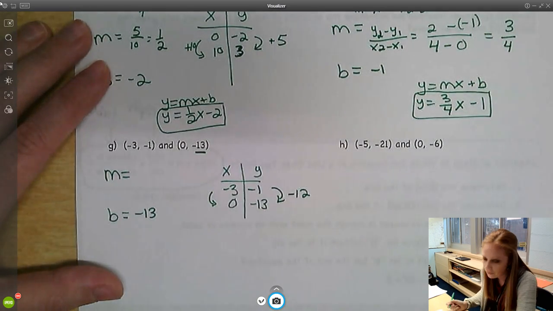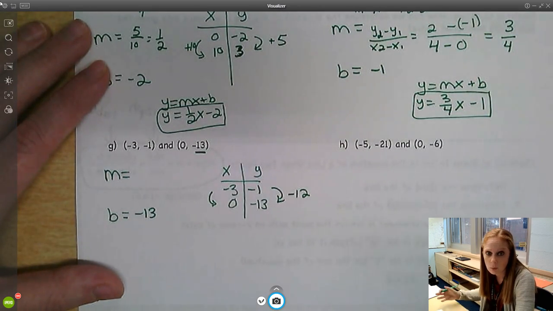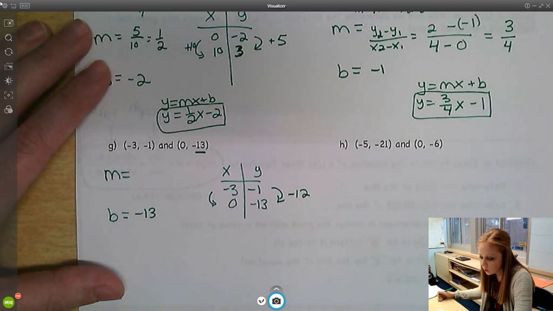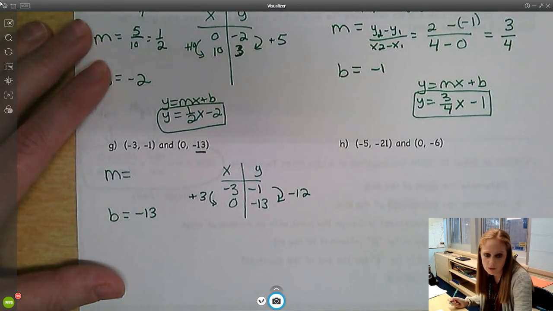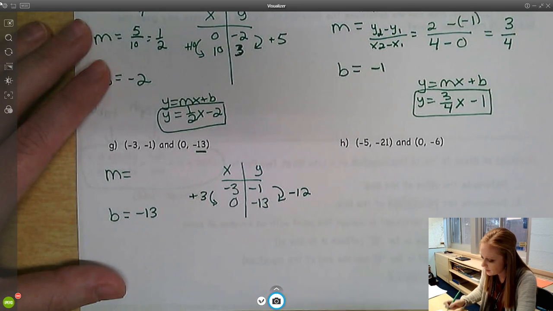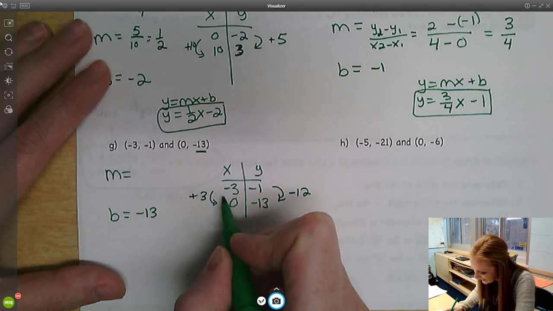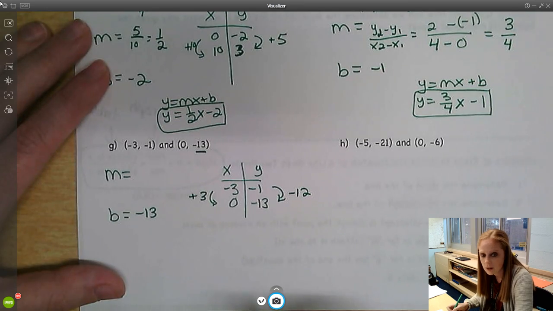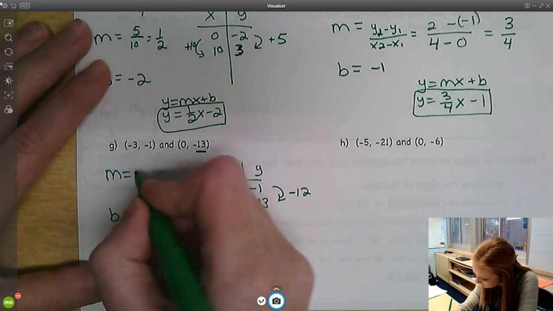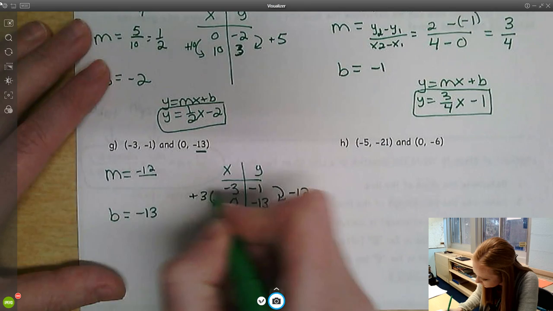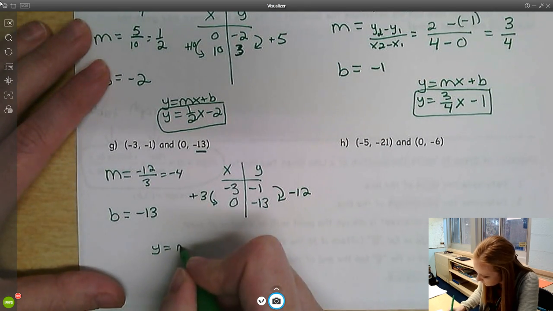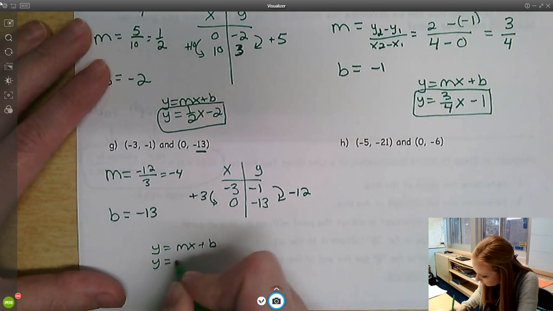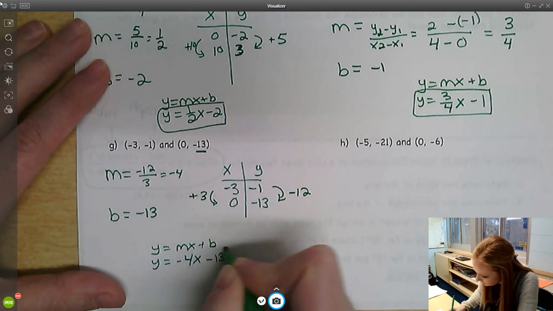How do we get from negative 3 to 0? We're getting bigger. We're going up. We're going from negatives to 0 and then eventually positives. So plus how much? Negative 3 plus 3 will give you 0. Not sure? Subtract. Bottom minus top. 0 minus a negative 3 would give you positive 3. Okay, so our slope is going to be change in y over change in x, so negative 12 over 3, which simplifies to negative 4. Y equals mx plus b. Y equals negative 4x minus 13.